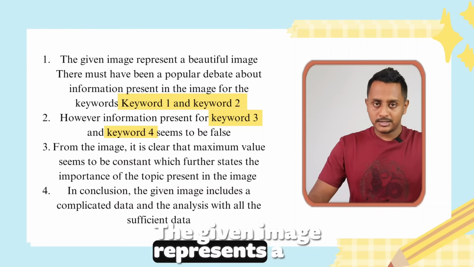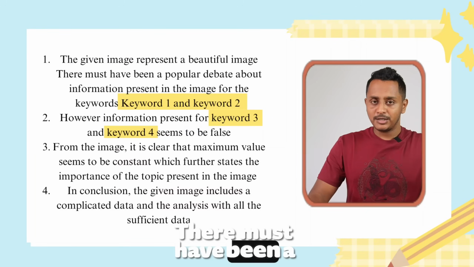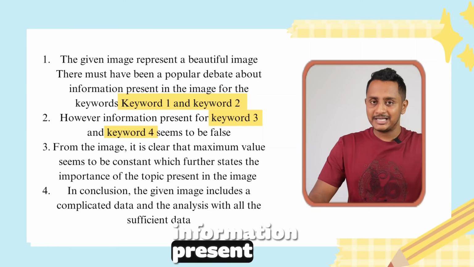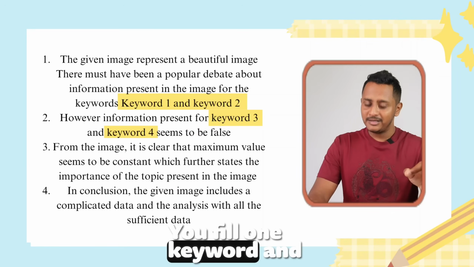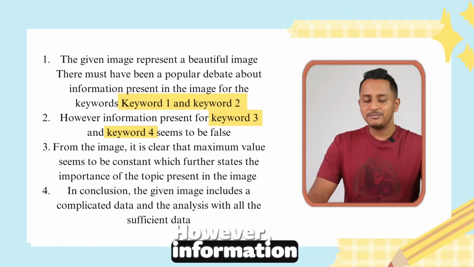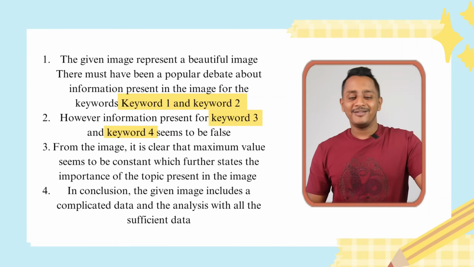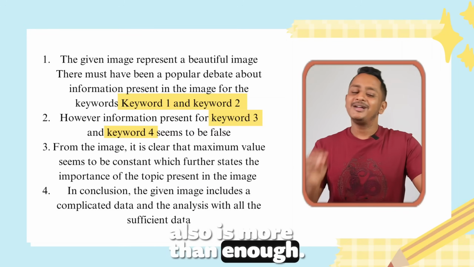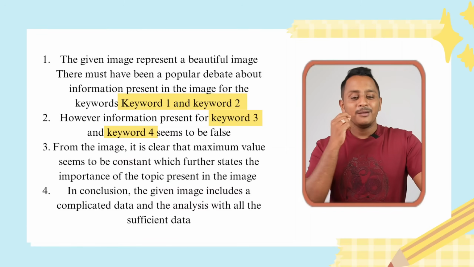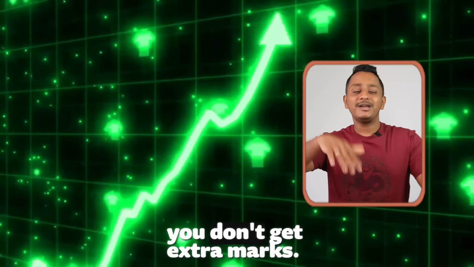The given image represents a beautiful image. There must have been a popular debate about information present in the image. For the keywords, you fill keyword 1 and keyword 2. However, information present for keyword 3 and keyword 4. These 4 keywords are enough, more than enough. Whether you give them or not is also more than enough. Let's give them, it's totally fine. But if you keep on giving more, you don't get extra marks.